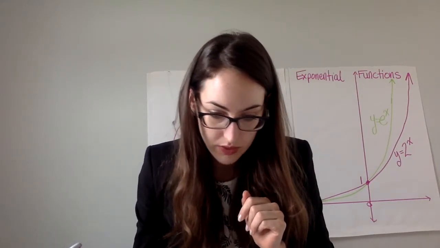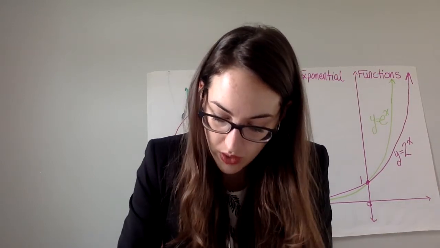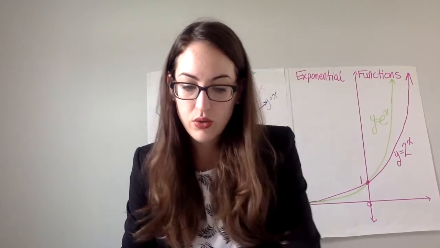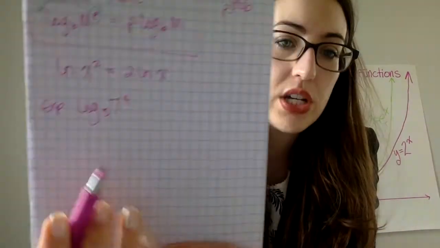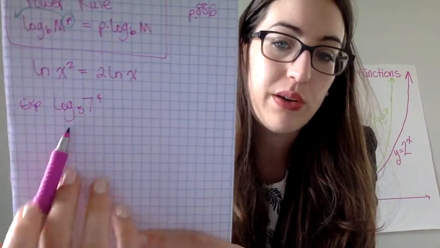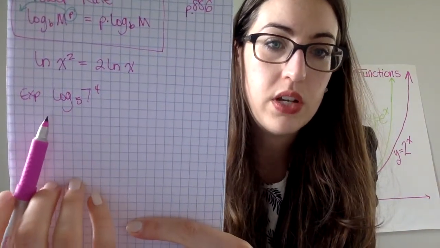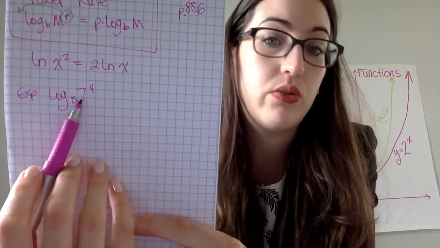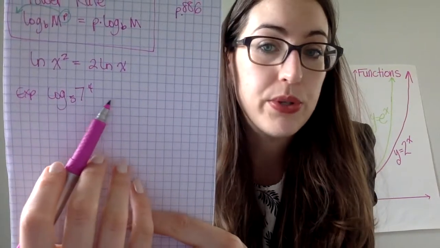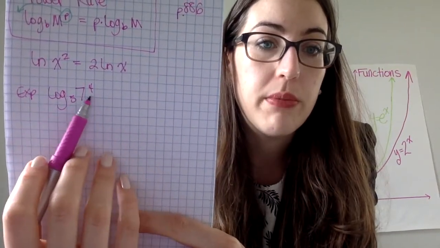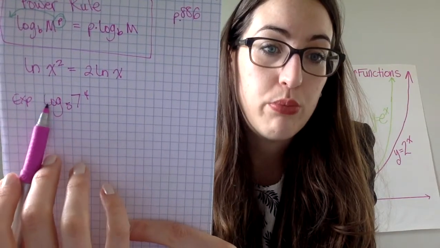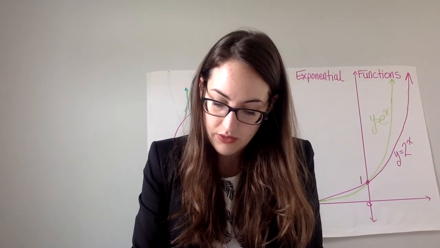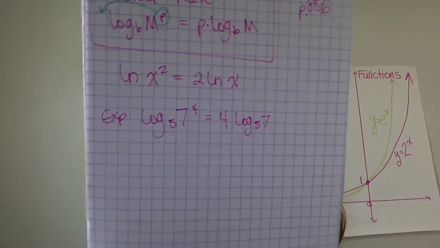So let's try a couple of these. If you had log base 5 of 7 to the 4th, and we're just simplifying, rearranging. Remember, rearranging things really helps us solve and simplify things. And yeah, you could put 7 to the 4th in your calculator and get a really big number, but that's not actually going to help us right now. It's not what we're looking for. Just take that 4 and put it out front. Big 4 times log base 5 of 7. There you go. Okay.